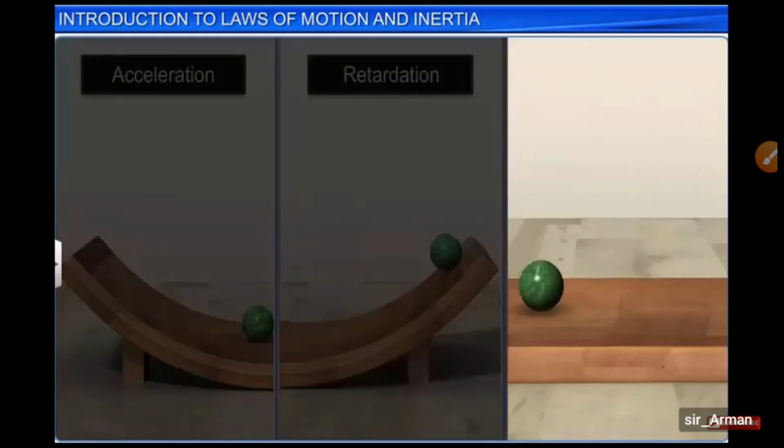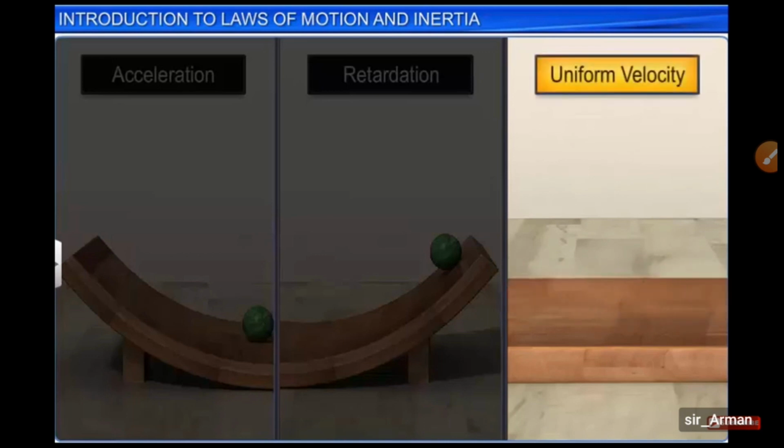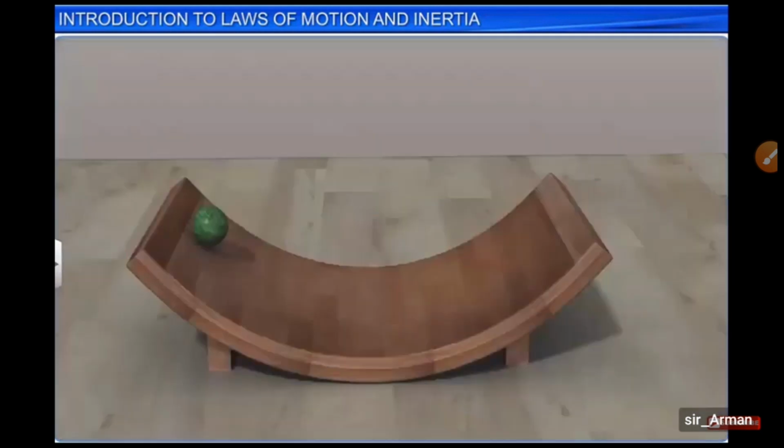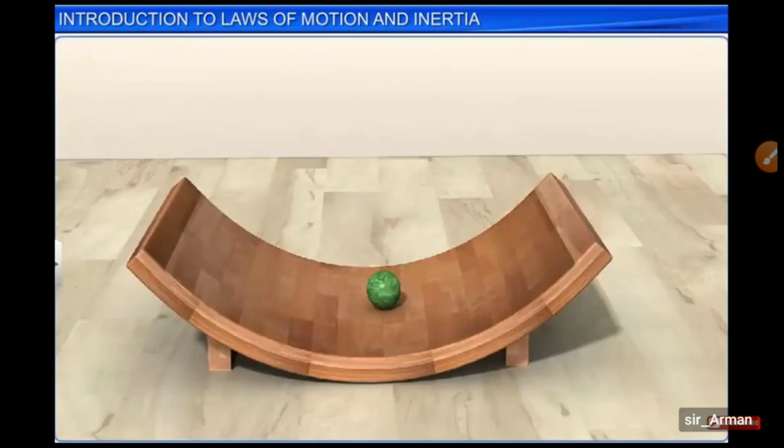And if it is allowed to move on a horizontal surface where there is no friction, then it will move with constant velocity. You can see in the picture, right? So the marble will move with uniform velocity when it is allowed to roll on a horizontal frictionless surface.